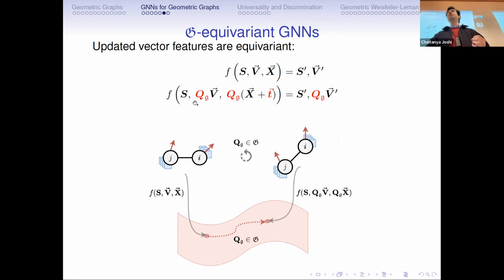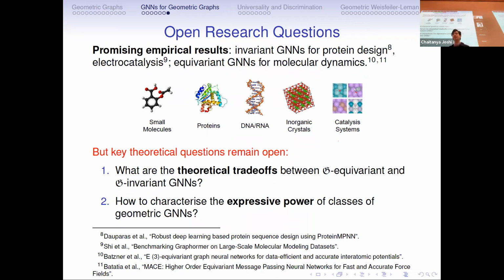If you were to rotate your inputs, your scalars should remain invariant, unchanged, while your vectors should rotate correspondingly. So essentially, your layer always needs to obey the invariance and equivariance constraints of your model.